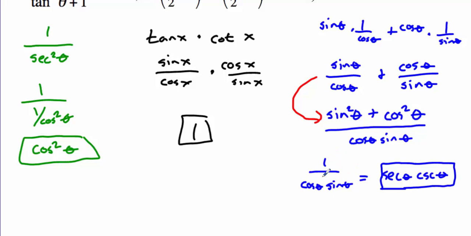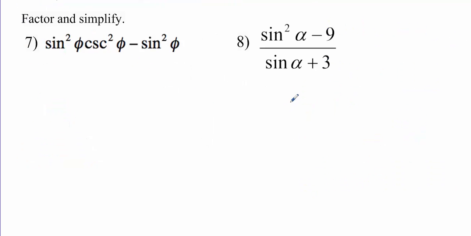Now, I think there's an argument that 1 over cosine theta sine theta would be a reasonable answer. If I can get rid of fractions, I do and use the reciprocal functions, but really either of these answers down here are fine. All right, let's continue on.